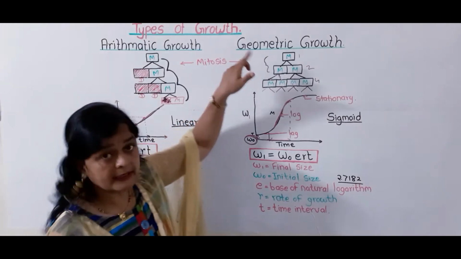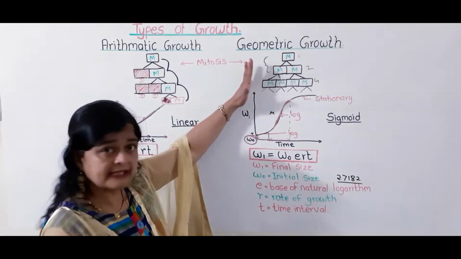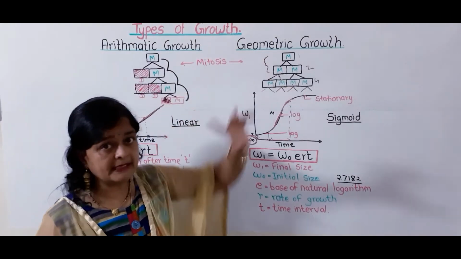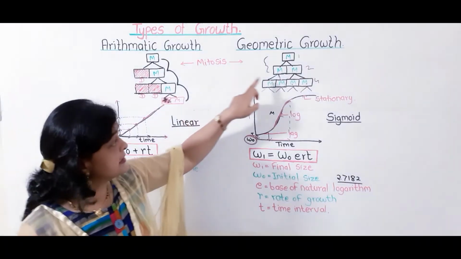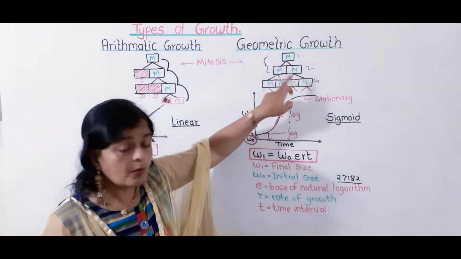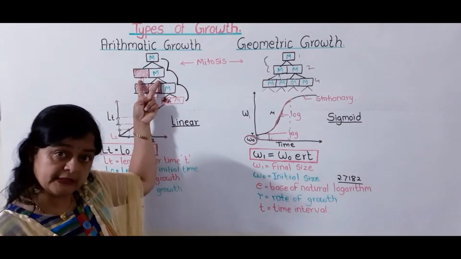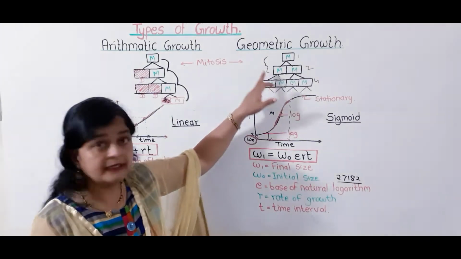Now we'll move towards geometric growth. Same, I'll explain with the help of an example, graph and formula. Now here we'll consider one meristematic cell. The meristematic cell undergoes mitosis, which means it produces two cells. What is the difference between the two? In arithmetic growth, when the cell gives rise to two cells, one cell every time is getting differentiated. But it is not the case here.